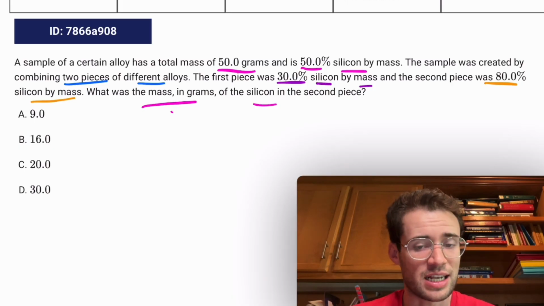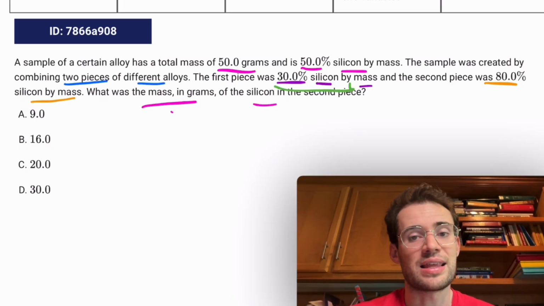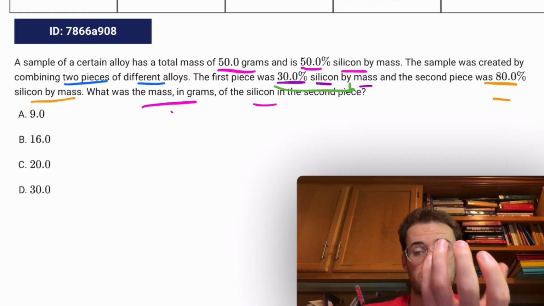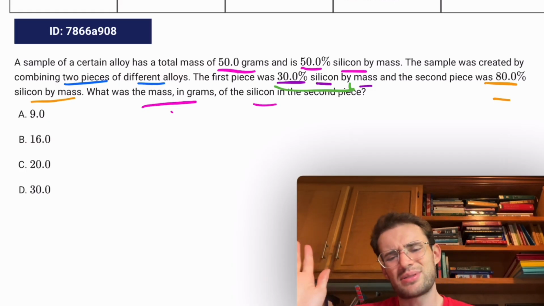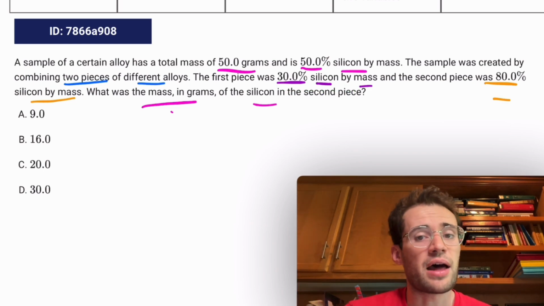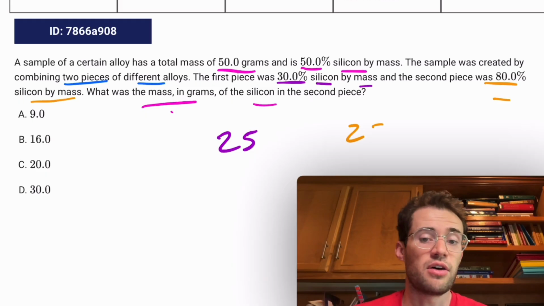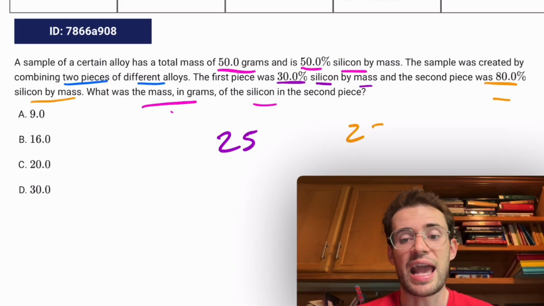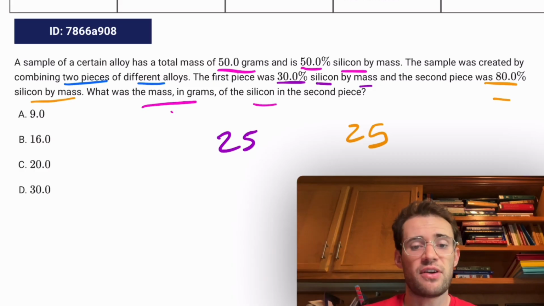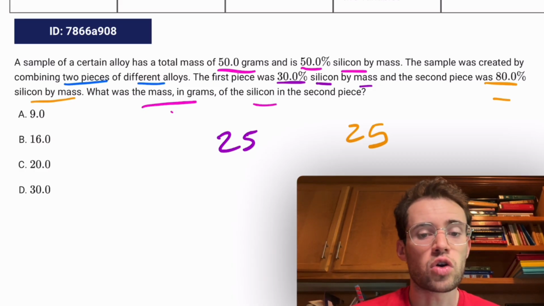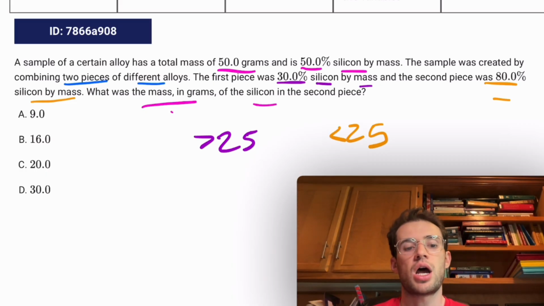So that tells us that it's going to be more of the 30% silicon than the 80%, right? Because the 30% is what's bringing the average down, the 80% is what's bringing the average up. So that just gives us an indication. If it's a 50 gram alloy, again, if it was 55%, that would mean it was 25 grams of the first type, the 30%, and 25 grams of the second type. But because it's less than 55, we know this is going to be greater than 25 grams of the first part and less than 25 grams of the second part.